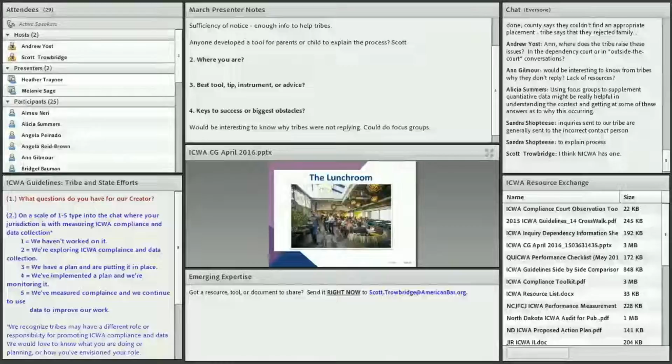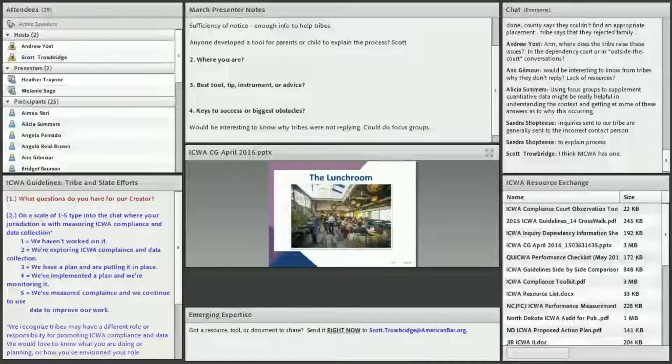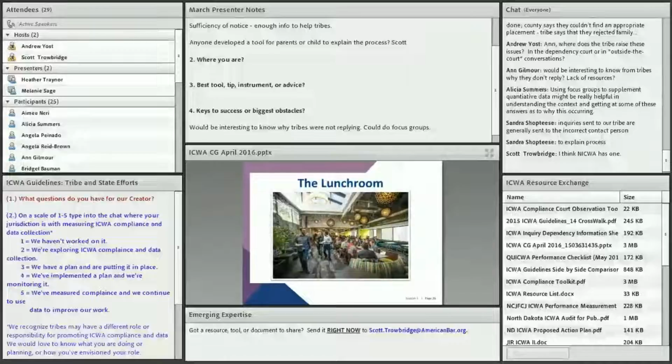Yeah, we don't have a tool that we hand to families that explains ICWA, to my knowledge. However, we do have several ICWA forms that our state social workers are supposed to use, and ideally those forms would be filled out and go into the court record, and they would help justify compliance. Our workers currently don't use them, and it seems like we're having a hard time moving them to that place.